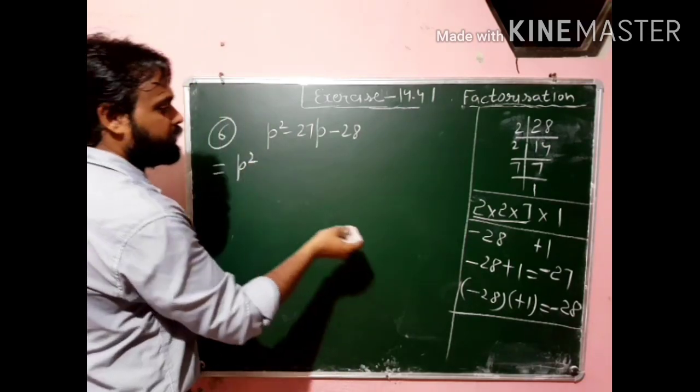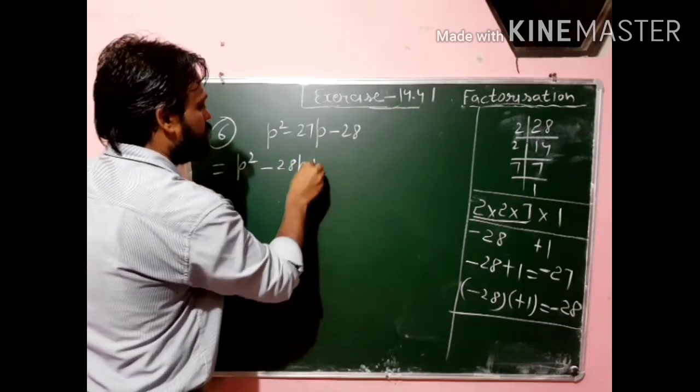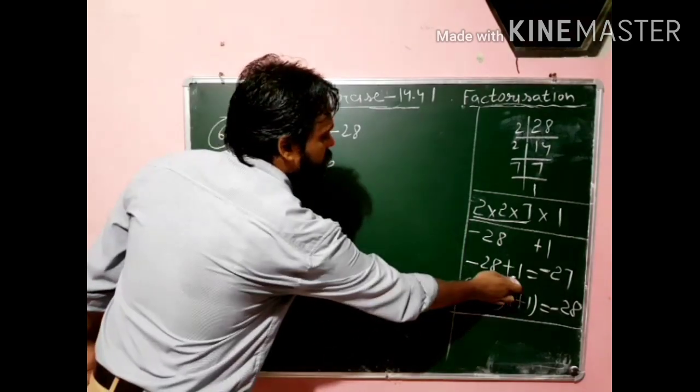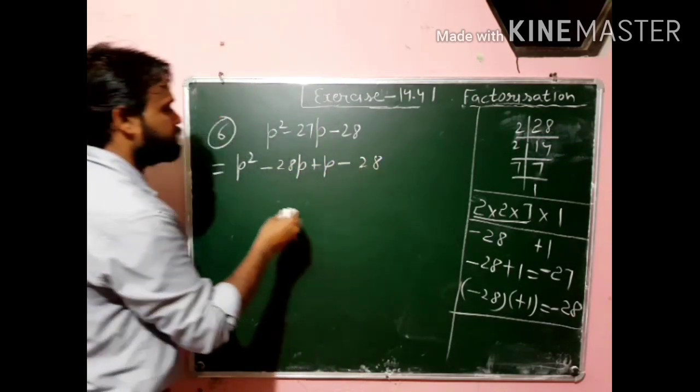So now write down here, it will become p square, then minus 28p, then plus p, because here it is 1, so you can write down directly p, and then this is minus 28.